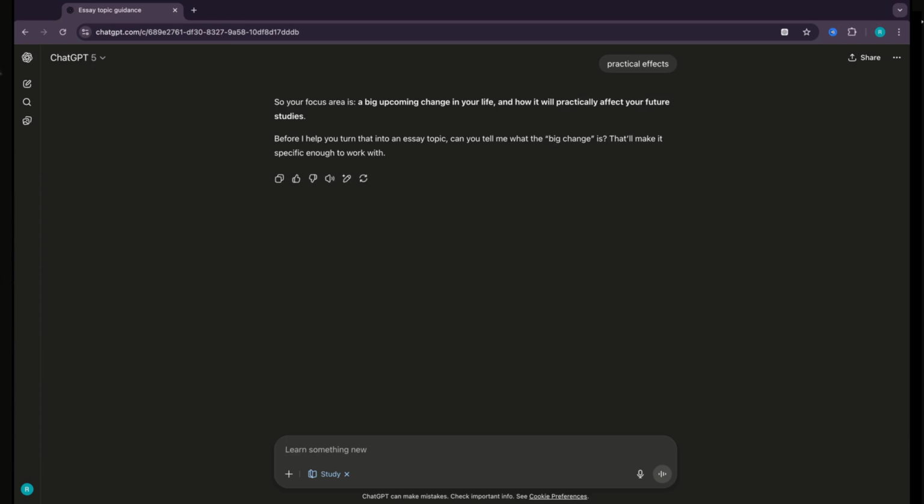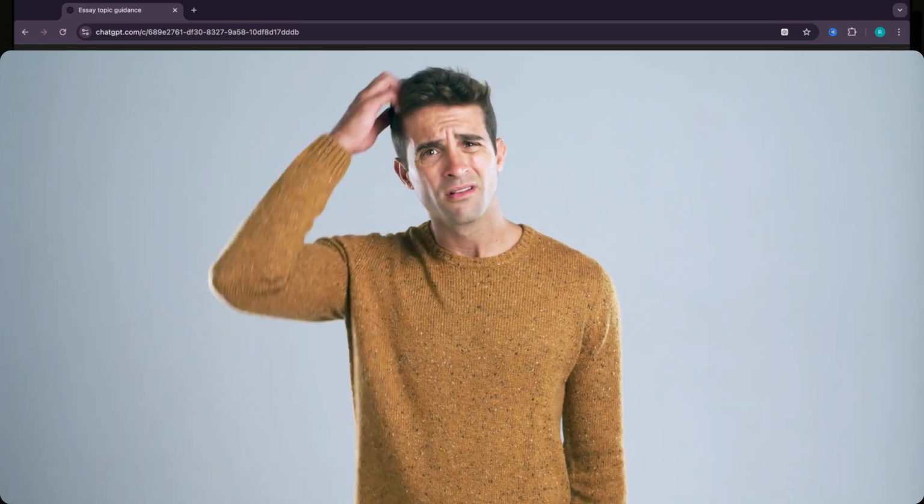Study and Learn works because it slows students down. It makes them justify their choices before they start writing, which means stronger essays, fewer rewrites, and far less, "I didn't know what to write about."